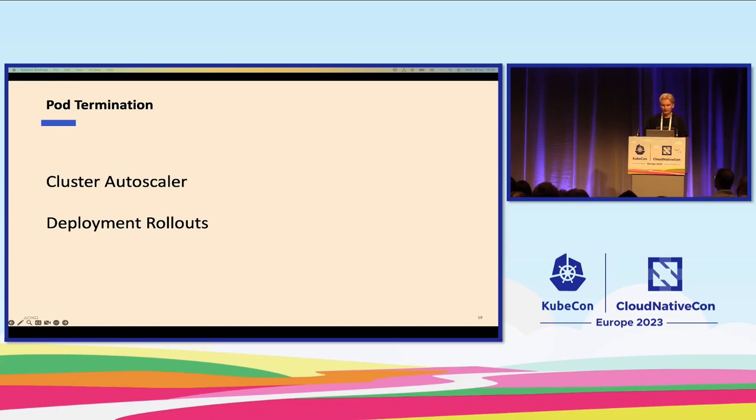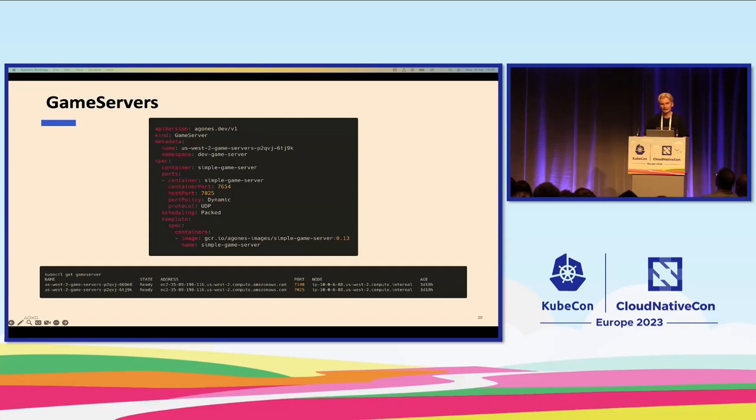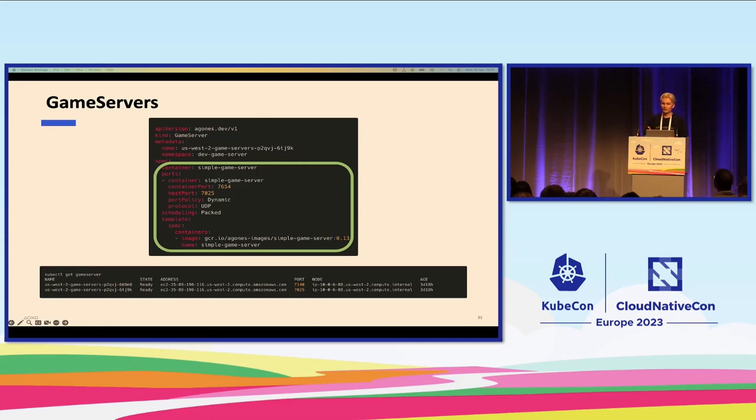So Agones has a new concept called a game server, which is a custom resource in Kubernetes. In Kubernetes, you can add extra resources that don't exist by default using custom resource definitions. Agones adds quite a few, and we're going to cover some of them. But this is the most basic one, a game server. The thing to draw your eye to is the spec, which you might notice is very similar to a pod spec. That's because each game server is one pod. It maps one-to-one. If I create a game server, it will spin up a corresponding pod. In many ways, it behaves exactly the same as a pod, but it has some additional metadata around it that's more game server specific.